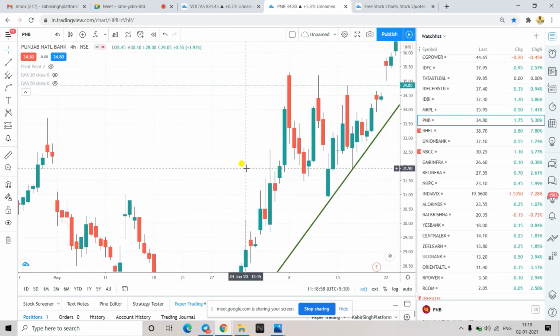So this is the cup pattern. In Reliance also, I think it was there. I will see that also.